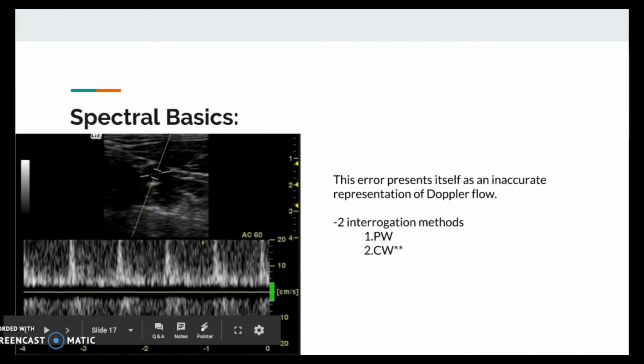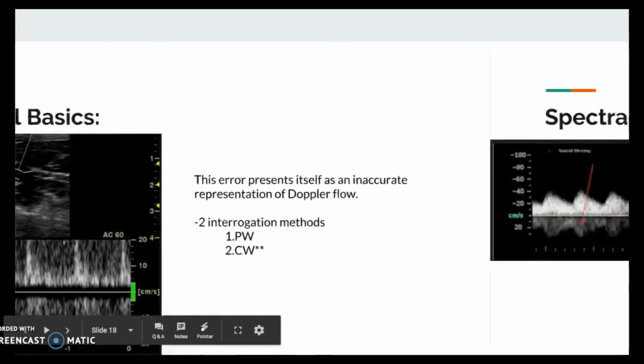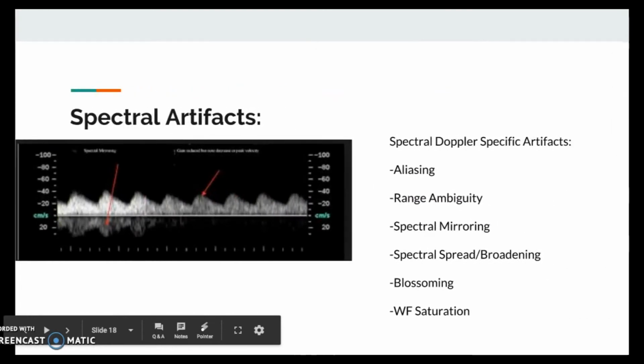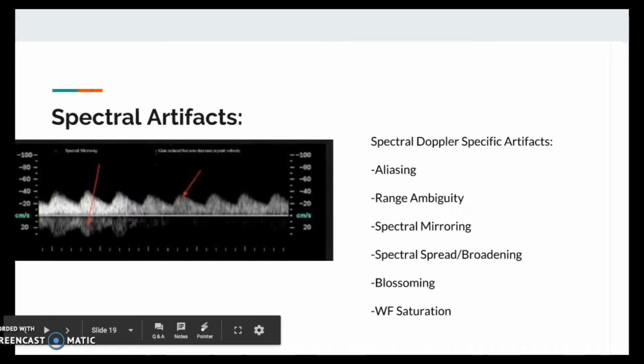And there are two interrogation methods to investigate Doppler shift within a vessel. You can either use pulsed wave or continuous wave. Okay, and now we're ready to move on to the artifacts. This is just a general overview of some of our artifacts. We have aliasing and range ambiguity, spectral mirroring, spectral spread, blossoming, and wall filter saturation.